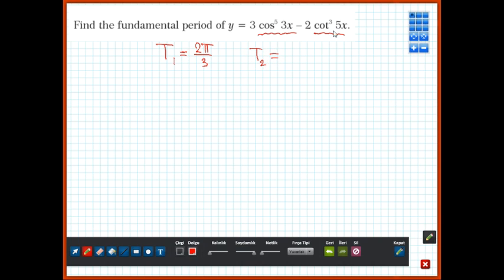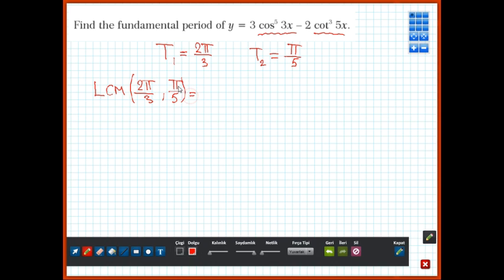The second one, in here we have the cotangent function. We don't look at the degree, because no matter if it's odd or even, we will divide pi by the coefficient of x. It's pi. Now to find the period of our function, we have to find the least common multiple of 2 pi over 3 and pi over 5.